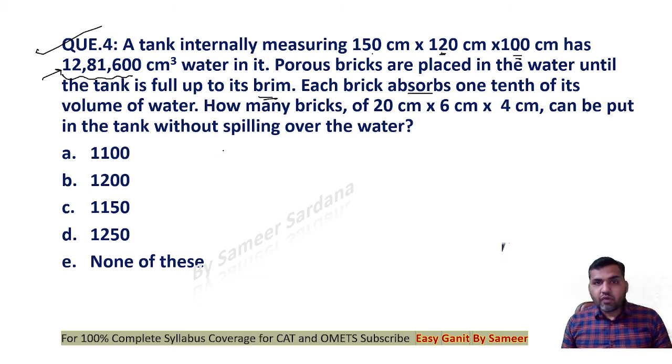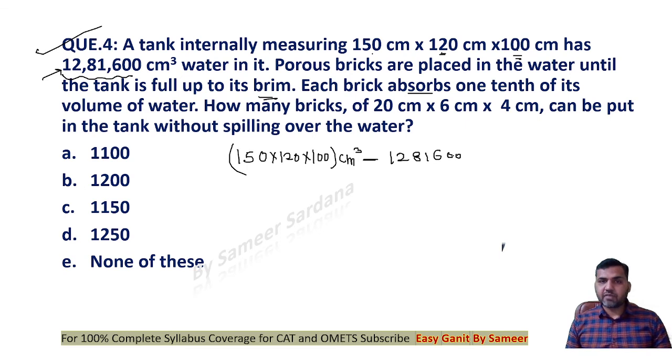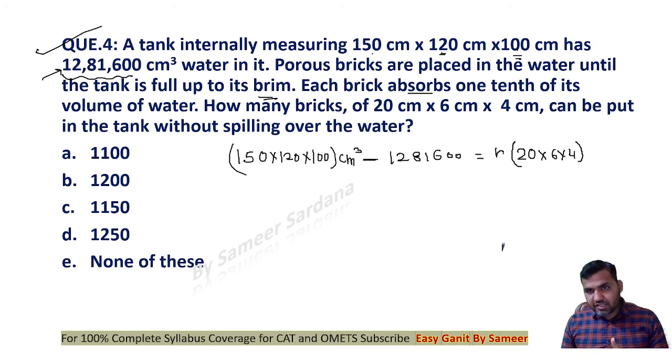So guys, the volume of the tank is 150 into 120 into 100. This is the volume of the tank, right? Out of this much volume of the tank, this much water is already present. So can I say this is a free capacity inside the tank? Now this free capacity should be equal to the volume of the bricks. The volume of the brick is 20 into 6 into 4. This is the volume of one brick. Let's say that n is the number of bricks that I'm placing.